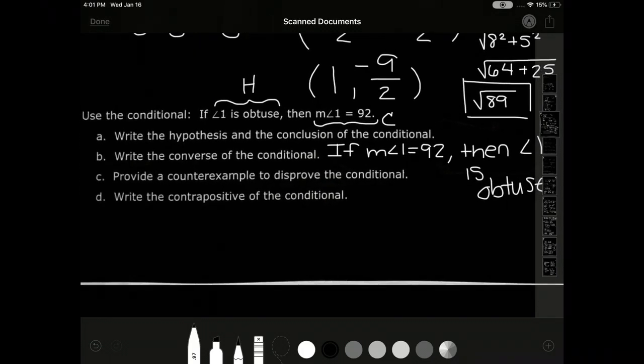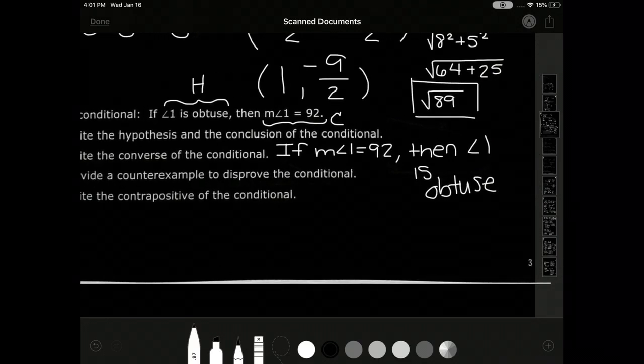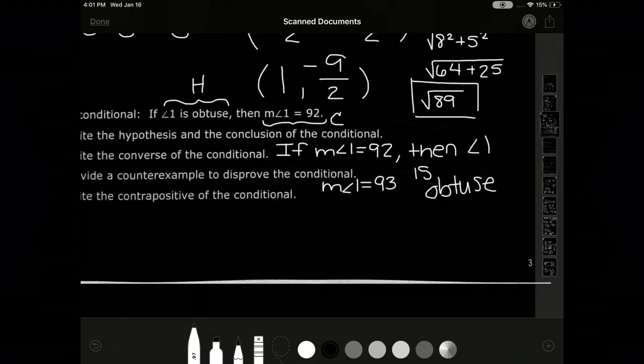For part C, it says to provide a counterexample to disprove the conditional. So our original statement says if angle 1's obtuse, then the measure of angle 1 has to be 92. Well, it could be anything that's over 90, as long as it's not 92. And we could say it's 93. Right? You only need one, so just pick a number that's not 92.